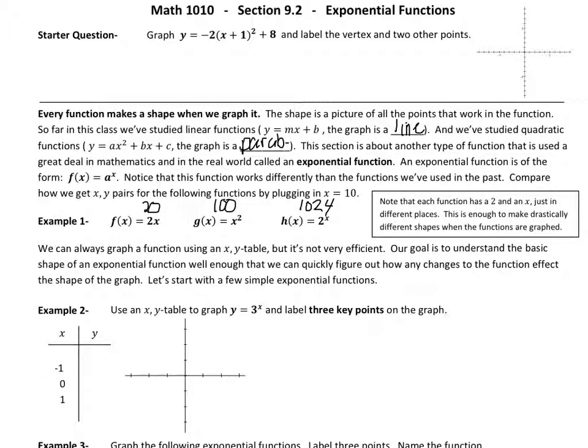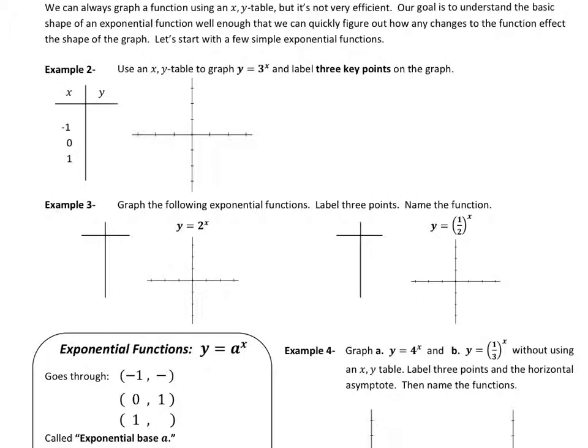Now, with exponentials, there's also a specific way to graph it. But we're going to start with a few simple ones, and we're going to start with an XY table, and then kind of get the general shape of these exponential graphs and then go with it. So we're going to start with y equals 3 to the x. And we're going to label 3 key points: x be -1, x be 0, and x be 1.